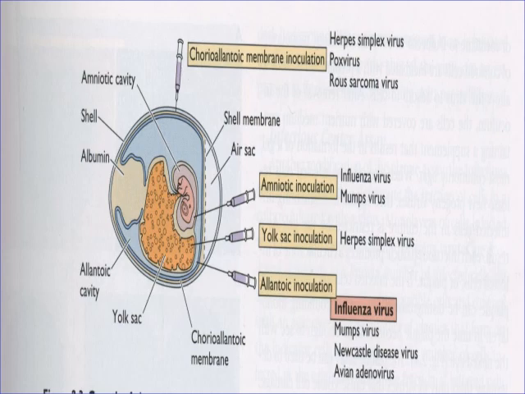This picture shows the embryonated egg and that there are different sites of inoculation depending on the type of the virus. So we can inoculate the specimen at the chorioamniotic membrane, the amniotic membrane, or the yolk sac. This depends on the type of the virus.